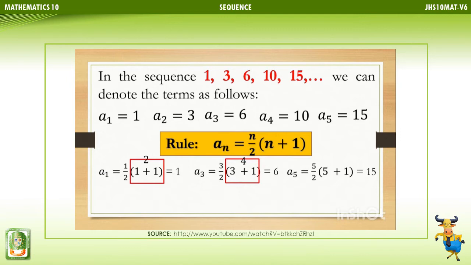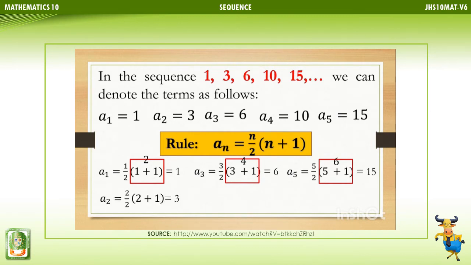For a sub 5, fifth term, let's check if it's really 15. So substitute 5 to all n. So we have a sub 5 is equal to 5 over 2 times the quantity 5 plus 1. So we will add 5 plus 1, that will become 6. Pwede rin namang mag-multiply ka muna. 5 times 6, 30, divided by 2, that is 15. Or pwede ring 6 divided by 2, magko-cross tayo, that is 3. 3 times 5, that is still 15.